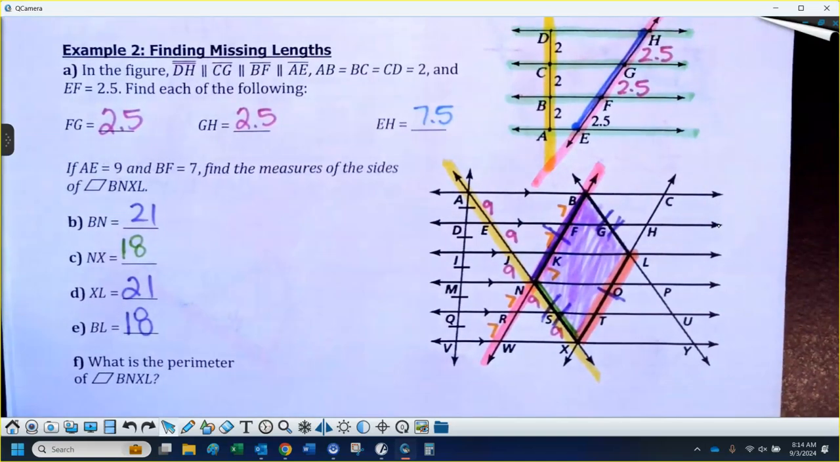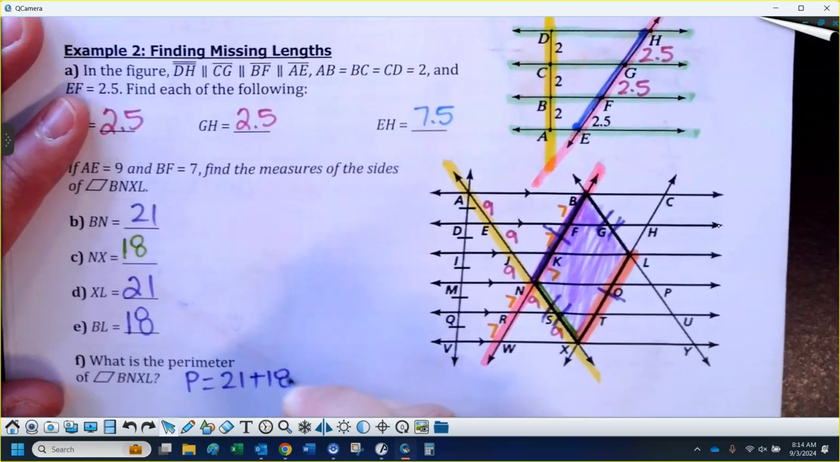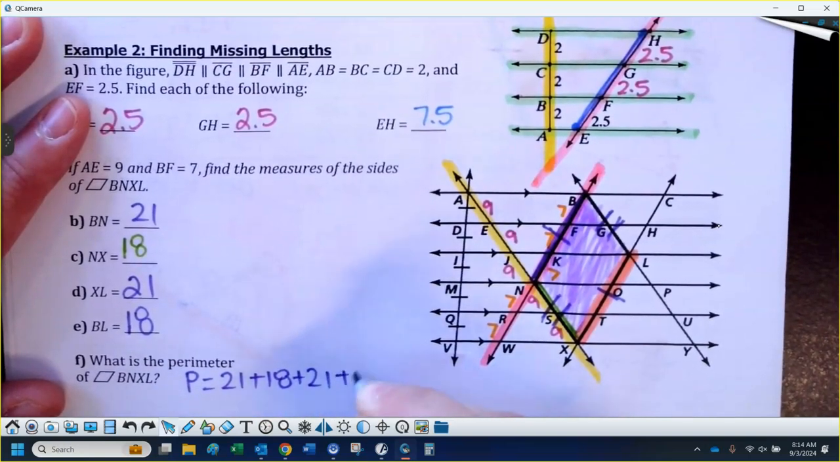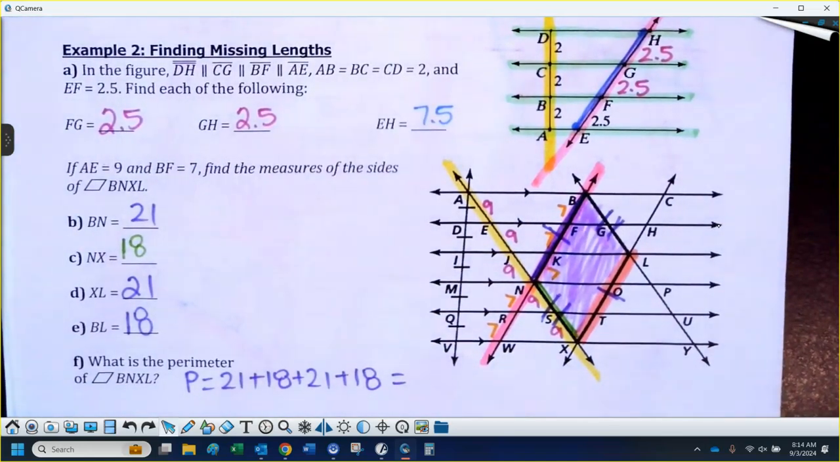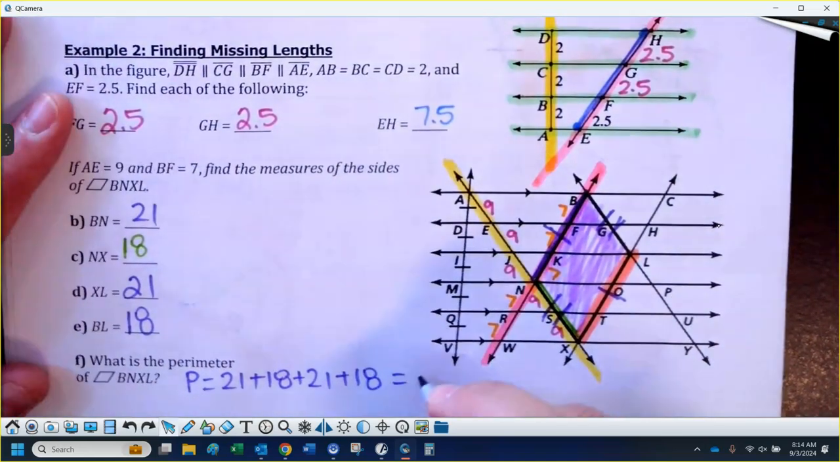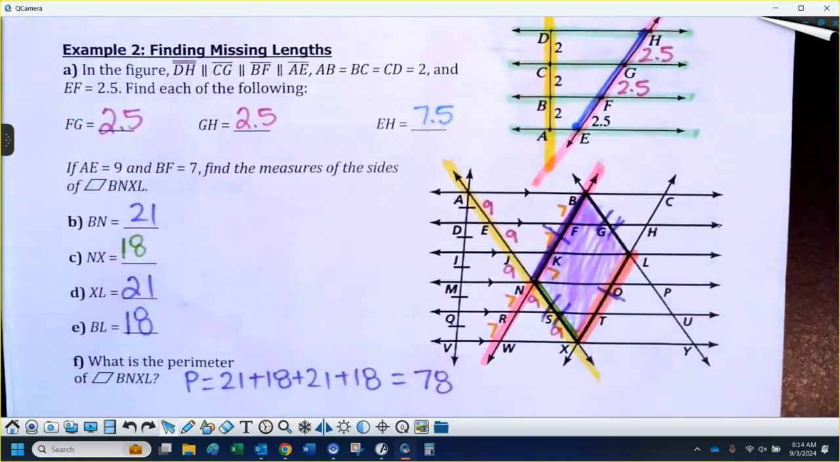And then all you got to do to find perimeter, just add up the sides. You got 21, 18, 21, and another 18. Does not matter the order that you add those in, and I'm going to cheat and look. That should be 78 if you add that up. And I don't have any labels or anything there, so it should be 78 units since we don't have any inches or labels or anything like that. Does anybody have any questions? Okay.